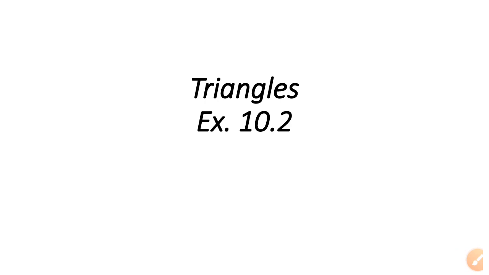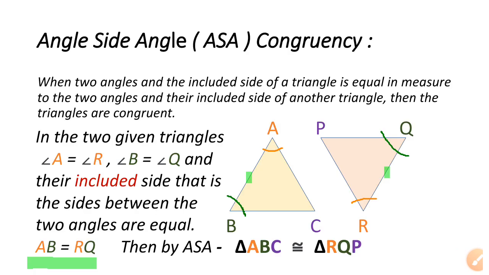This one is exercise 10.2, and the next rule of congruency of triangles is angle side angle, that is ASA congruency. See the statement: when two angles and the included side of a triangle are equal in measure to the two angles and their included side of another triangle, then the triangles are congruent.